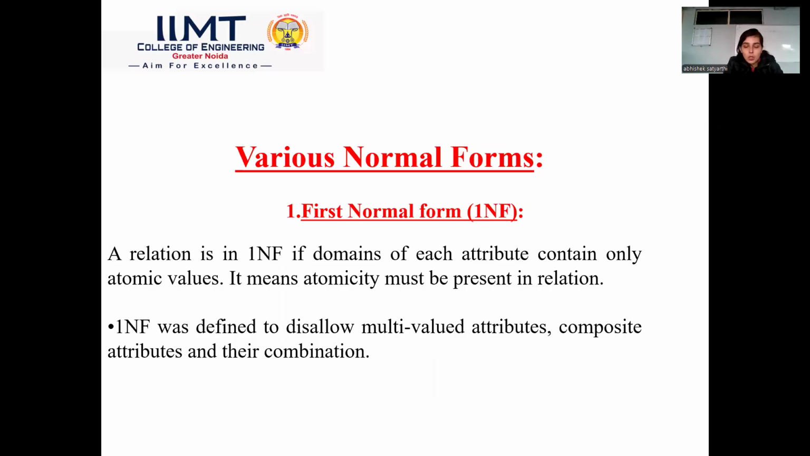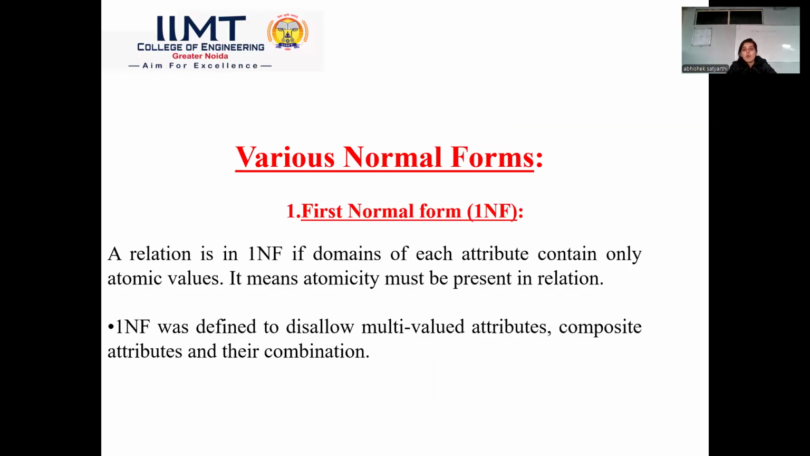So the normal forms: if I am talking about normal forms, there are 1NF, 2NF, 3NF, BCNF or 3.5NF, 4NF and 5NF. A total of 6 normal forms in normalization.